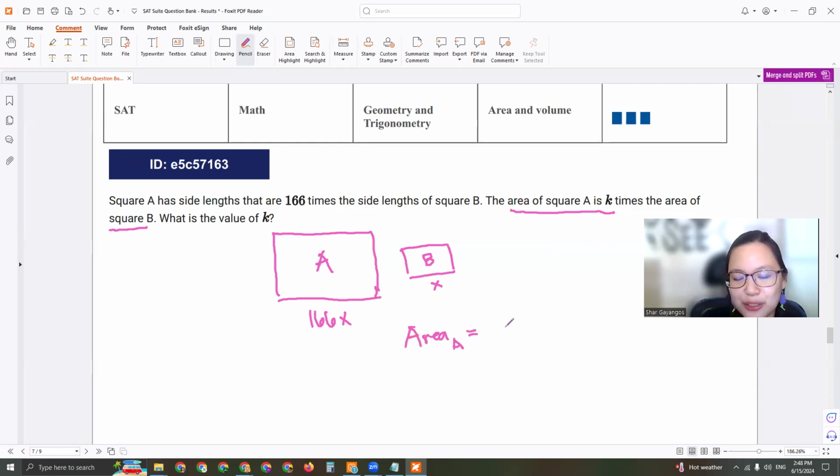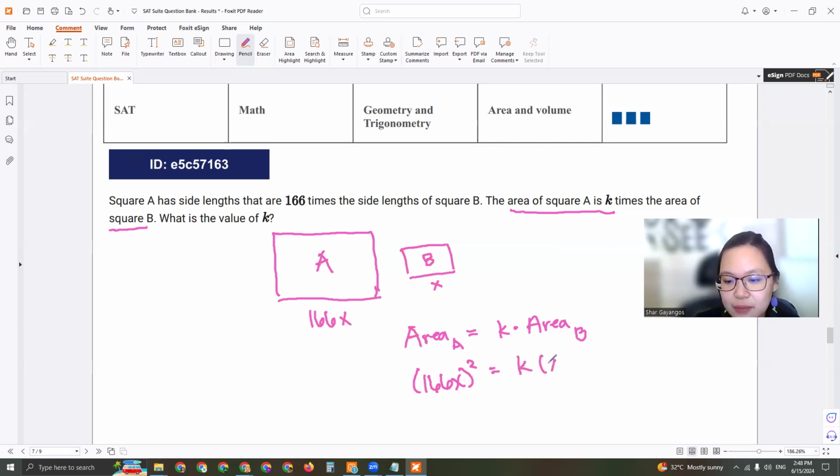You don't have to be specific. I just want to illustrate what's going on. So k times area of B. And what do we know about squares? Its area is just equal to the square of its side, correct? So let's go ahead and write that down. 166 squared is just equal to k times x squared.